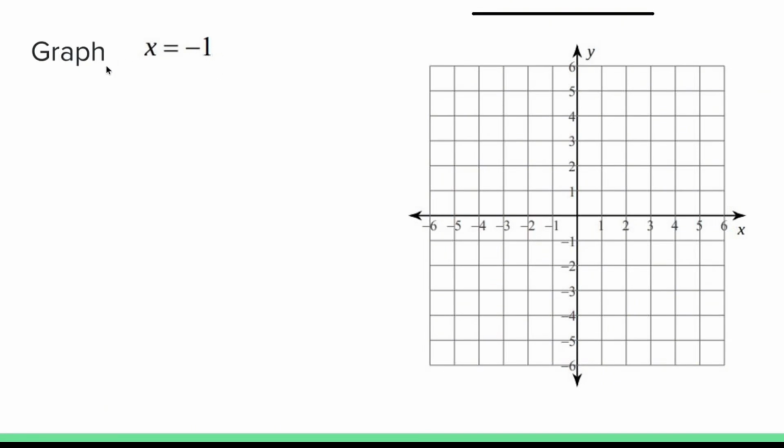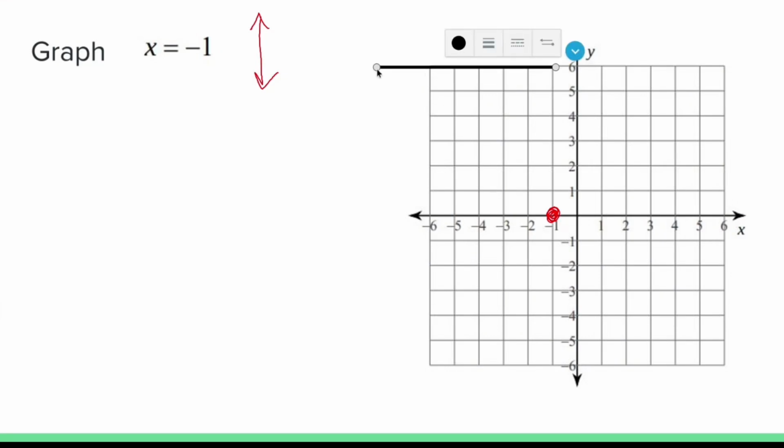If you are being asked to graph x equals a number, it's going to be a vertical line going through that number on the x-axis. So let's go to the x-axis. Let's label -1. Let's pull up our line, put it where it needs to be, nice and vertical. Let's scooch it over just a little bit. Let's add some arrowheads, and we are good to go. That's it. Pretty simple problem.